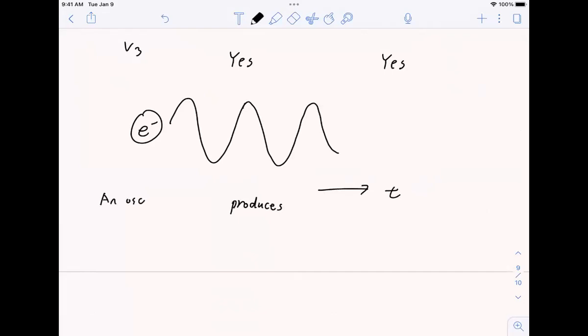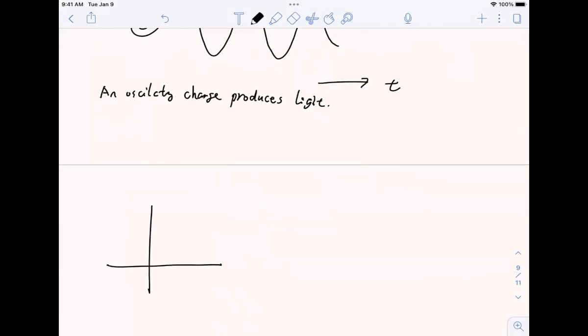then the oscillating charge will produce light. So how do you express an oscillating charge? You use the dipole. Once you fix the origin here, then you have an electron. Then this is the D. Then the dipole is just D times the charge. Then you have a dipole. When this D is changing, then it produces the light.